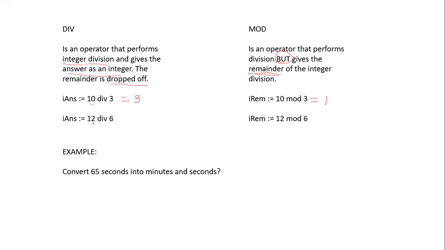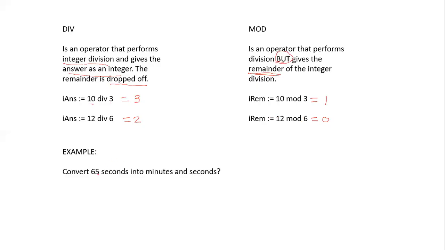In the second example, let's look at 12 div 6. 6 can go into 12 2 times. How many left over? Well, the remainder in this case is 0. So the mod will return a value of 0. That's essentially how div and mod work.